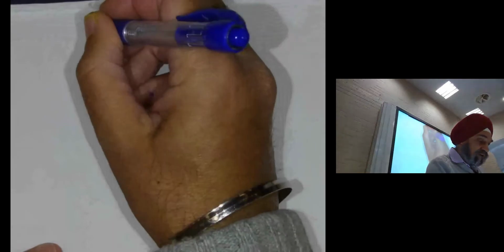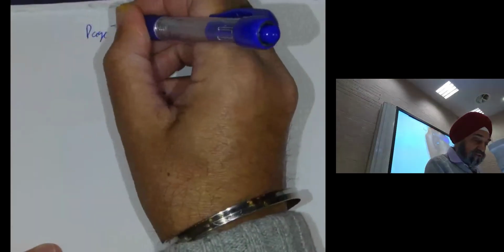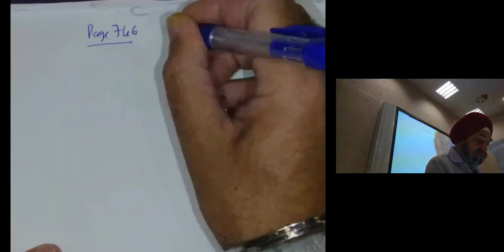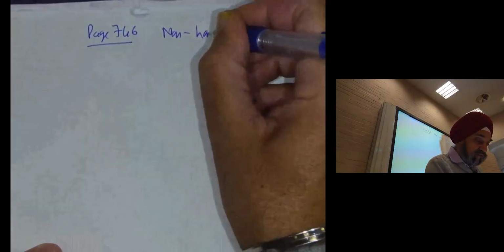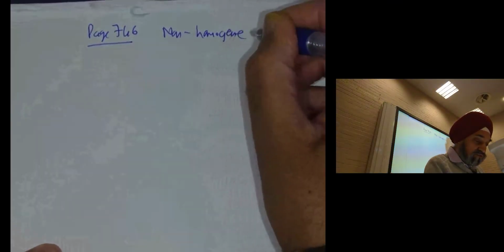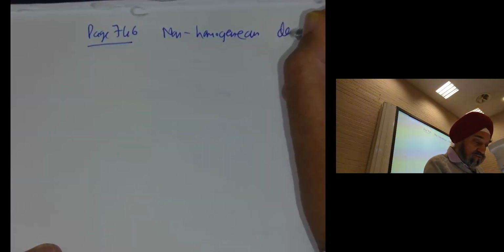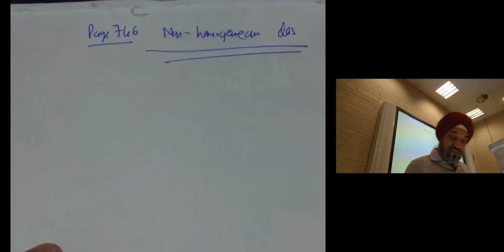Okay, we want to look at non-homogeneous or inhomogeneous. So far, what restriction have we had every time? Now this time we're looking at non-homogeneous, page 746, okay? We're looking at non-homogeneous or inhomogeneous differential equations, okay?